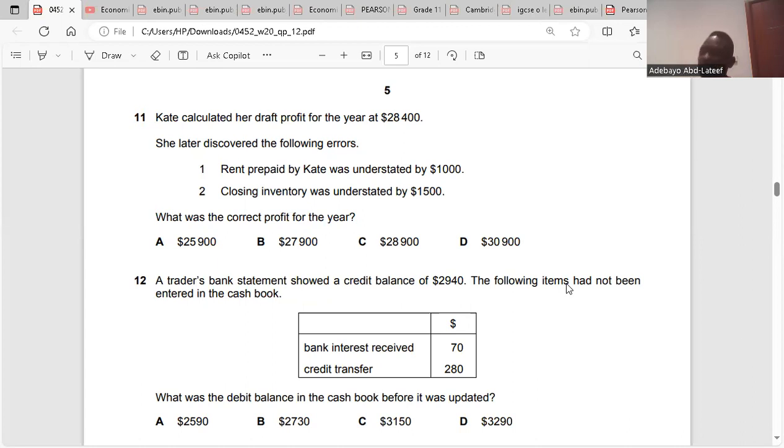So in your statement of financial position, you're going to have rent, other receivables, and your other receivable was understated by 1,000. So that would understate your profit. Do you understand? So you have to add it to your profit. And closing inventory was also understated, for 1,005. You have to add it to your profit. So it will be 28,400 plus 1,000 plus 1,005, 30,900. Did you get it right? That is the opposite. No, it's wrong. Do you get it now? Yeah, I got you. Question 11, done.